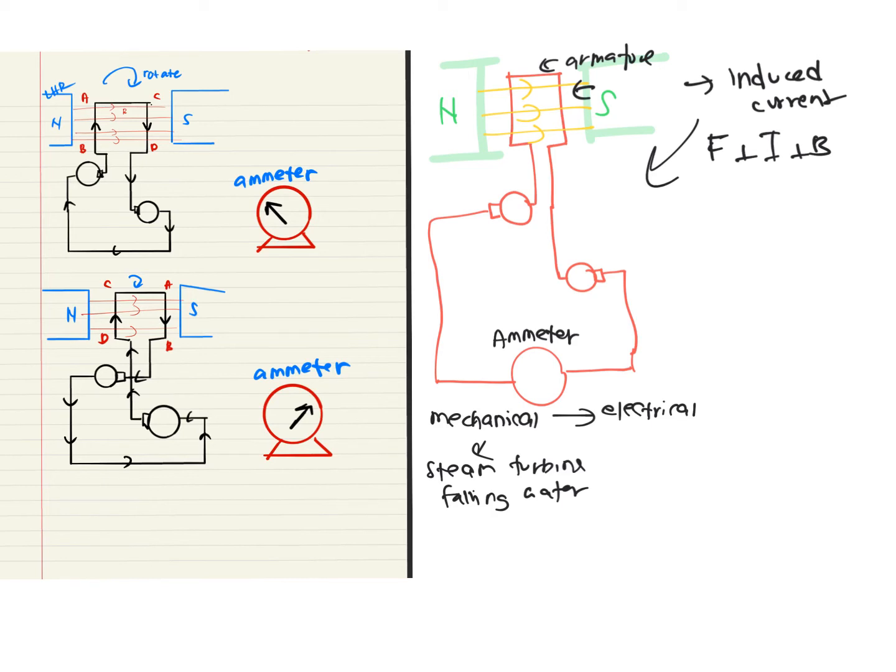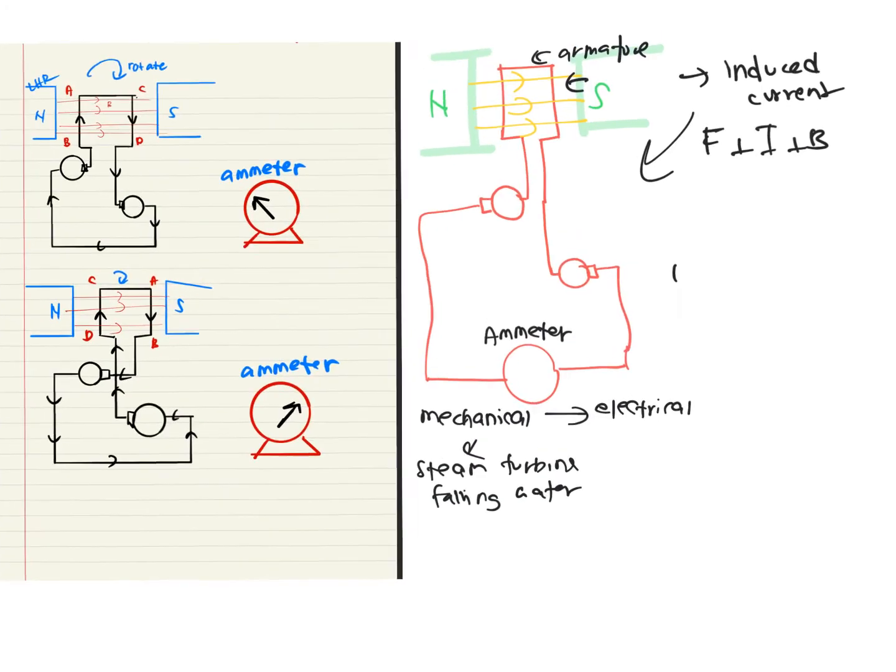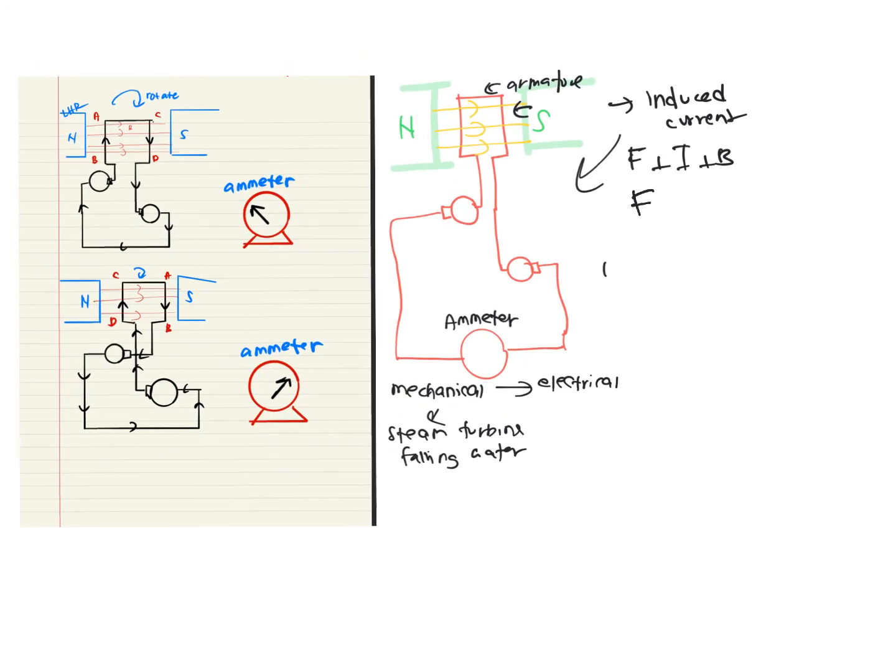If you still want to stick to the right hand, you need to change it to FBI. So the thumb, for the right hand, this is the right hand rule for the induced current. The force does not change, it is still the thumb.